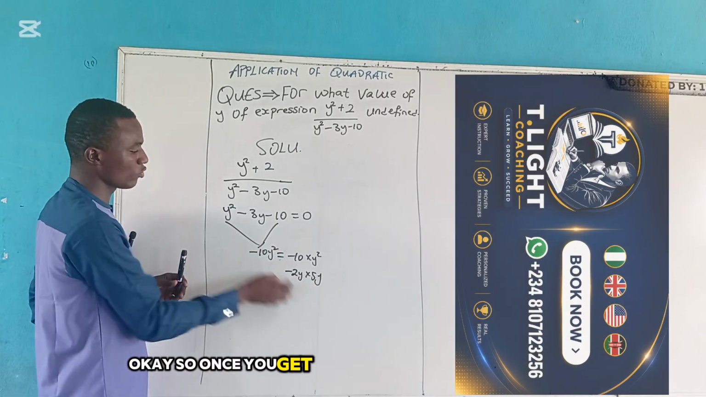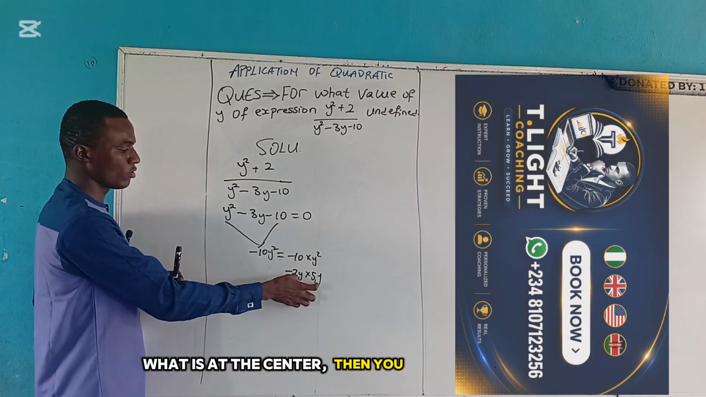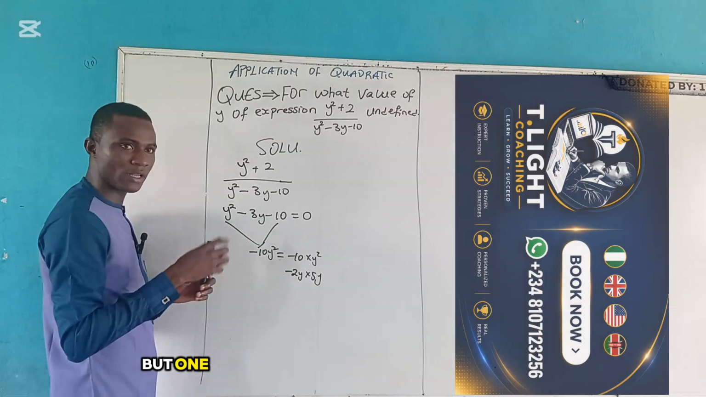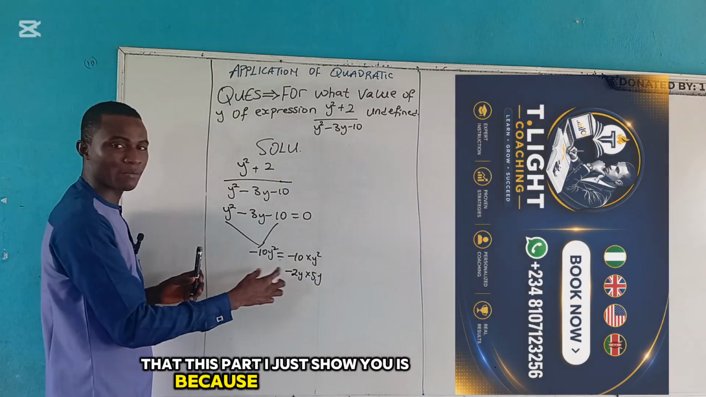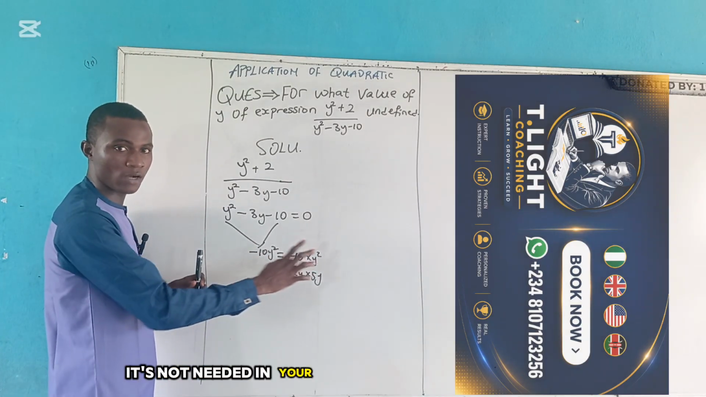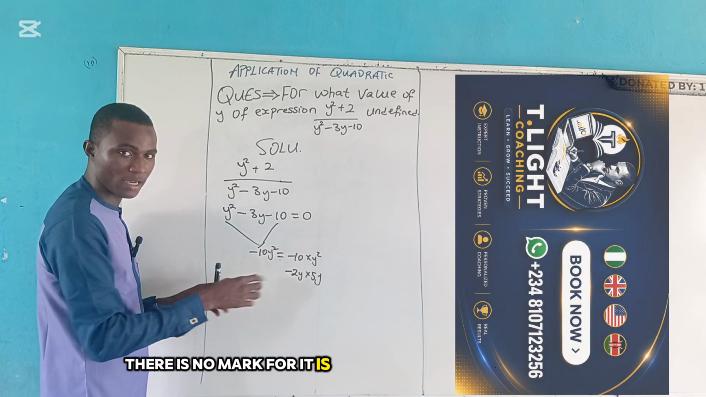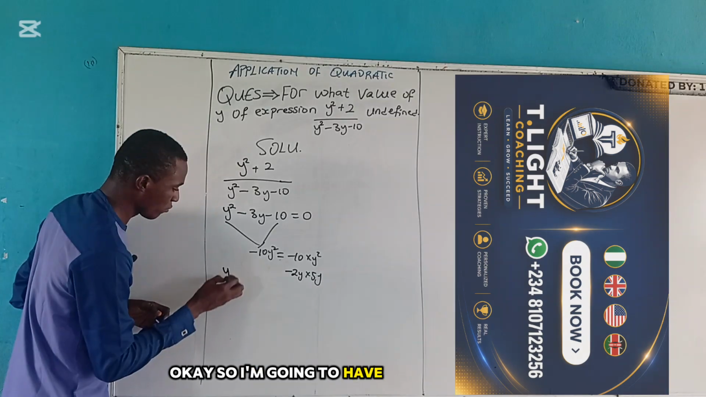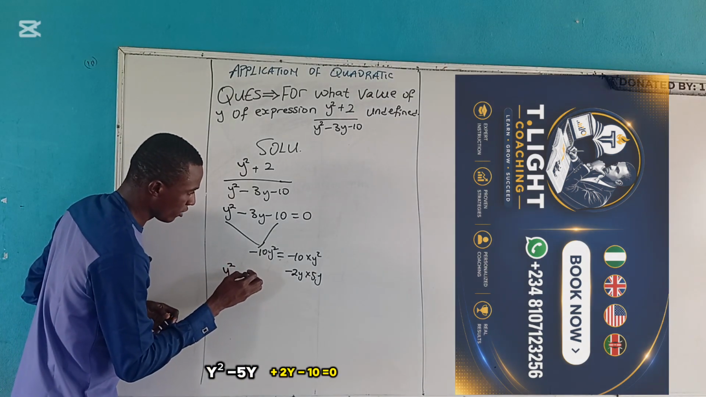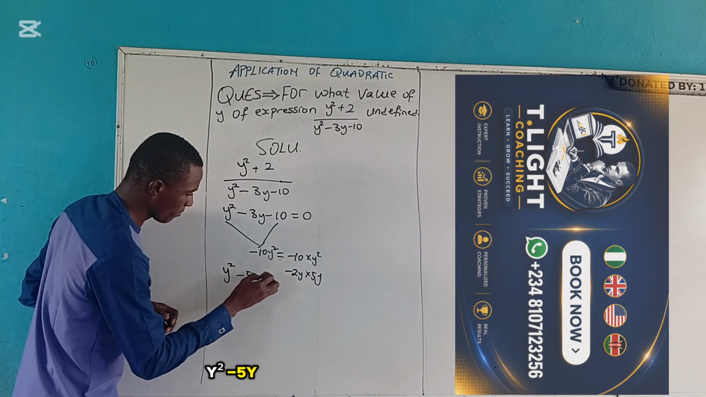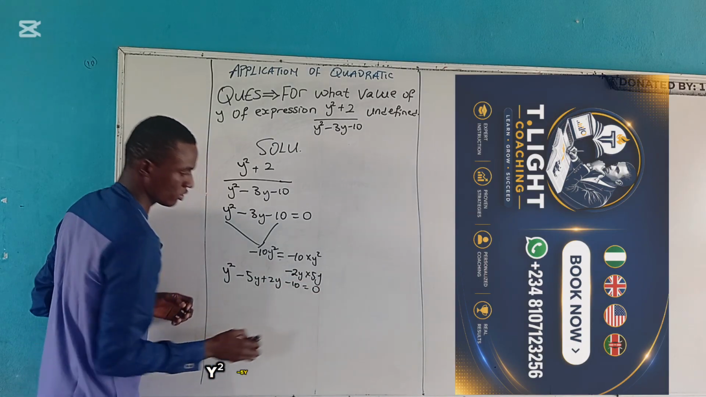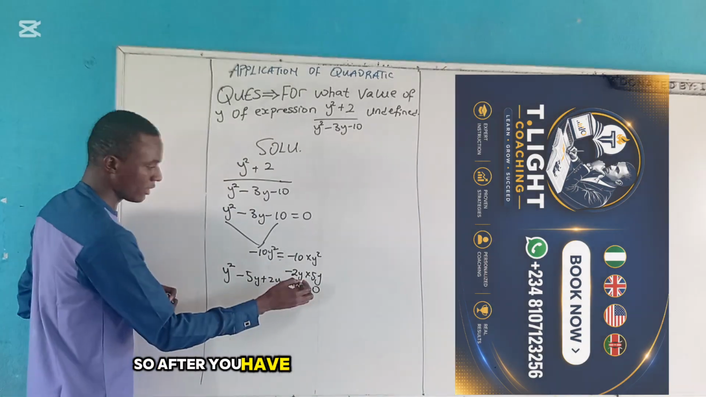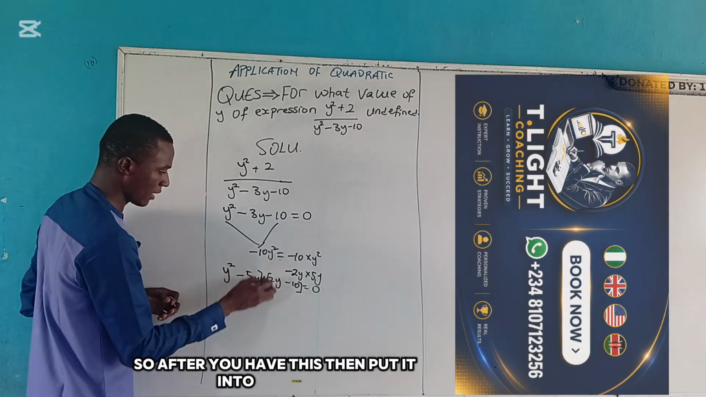Okay, so once you get what gives you what is at the center, you replace it with it. But one thing I want to draw your attention to is that this part I just showed you is because I'm explaining, it's not needed in your calculation. There is no mark for it. Is that clear now? Okay, so we're going to have y squared minus 5y plus 2y minus 10 equals 0. So after you have this, then put it into brackets.